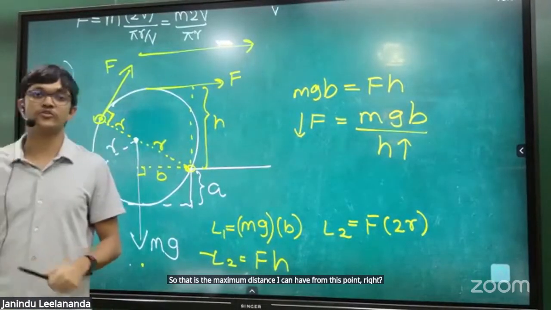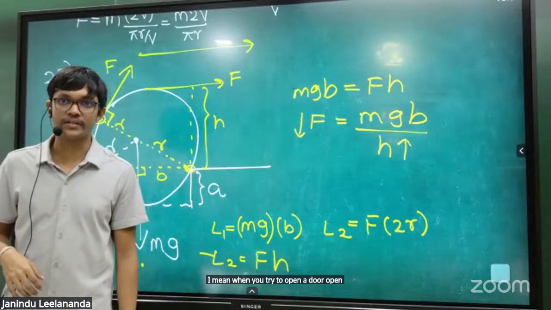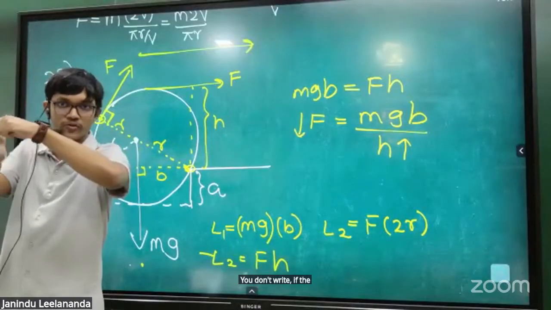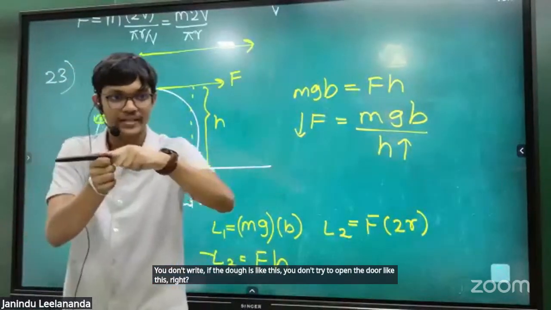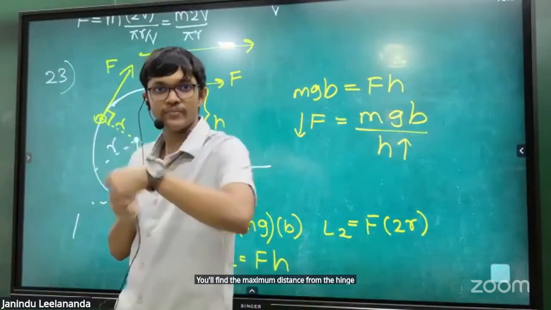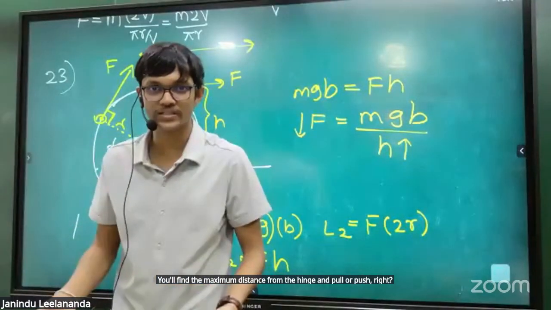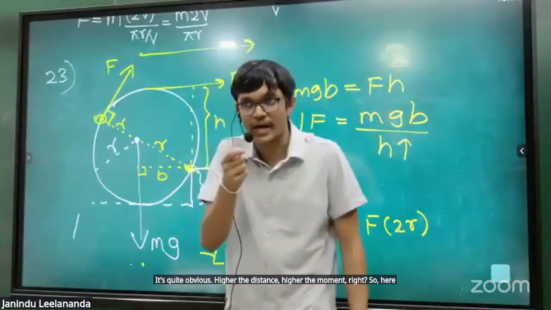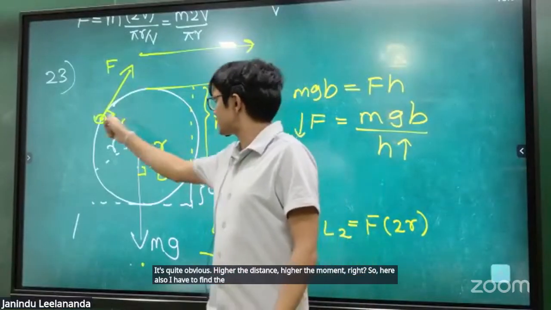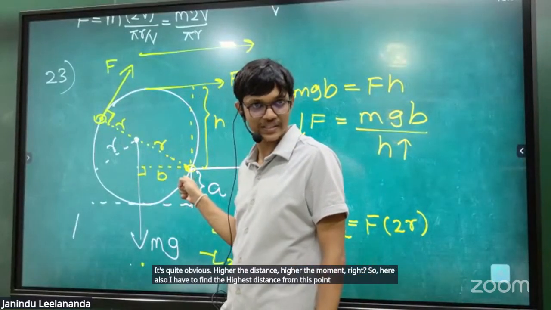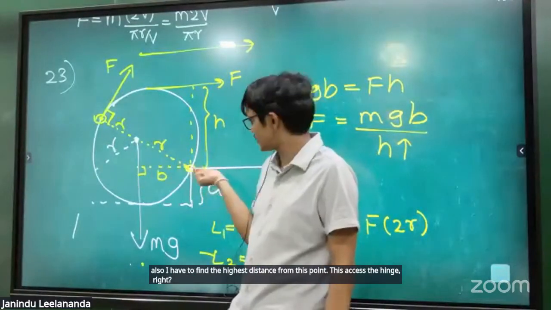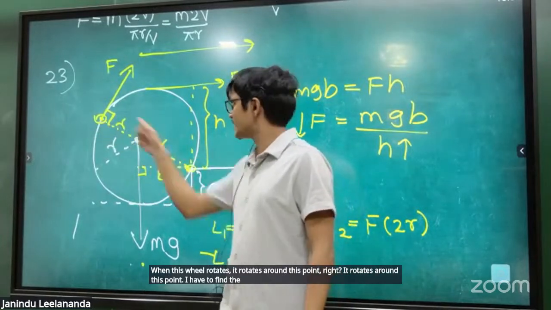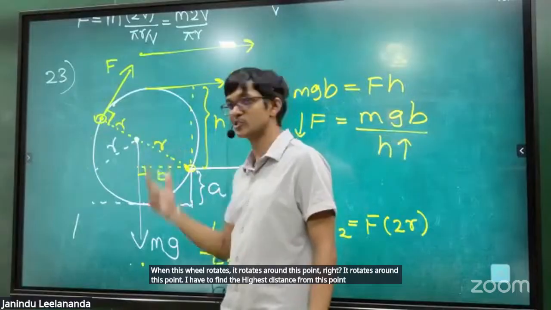When you try to open a door, you find the maximum distance from the hinge, right? You don't try to open the door close to the hinge. You find the maximum distance from the hinge and pull or push. Higher the distance, higher the moment. Here this point acts as the hinge. When this wheel rotates, it rotates around this point, so I have to find the highest distance from this point, and that distance is 2r.